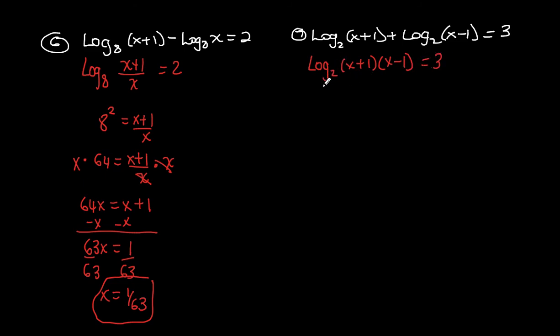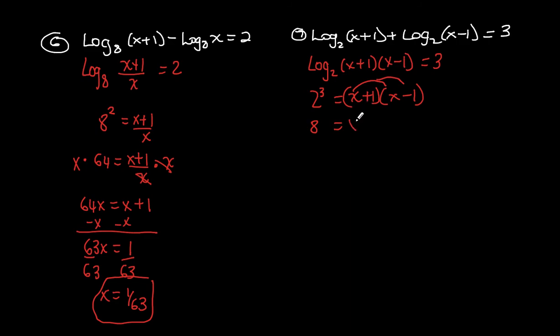Now I can write it in exponential form. So remember, you want to have one log so that you can write it in exponential form. That's how we get rid of that log. So if you can't cancel the log, it has to be exponential form. So 2 to the third power is 8. On this side, you would need to distribute.